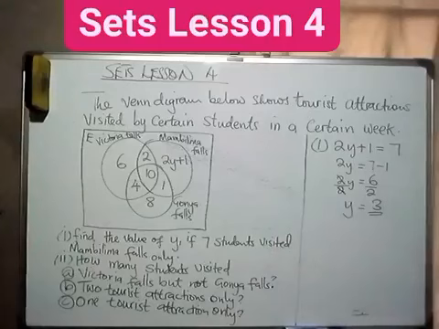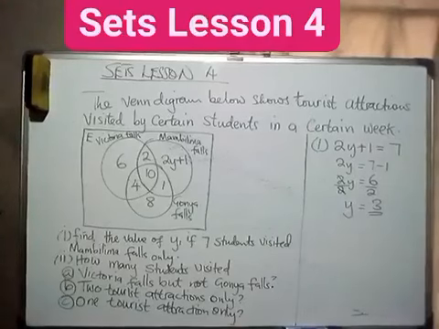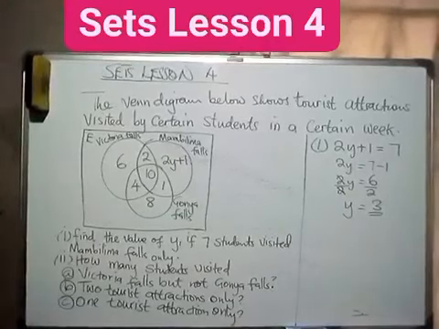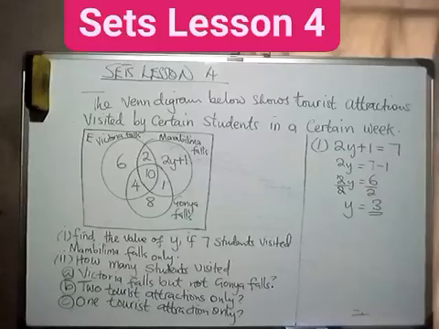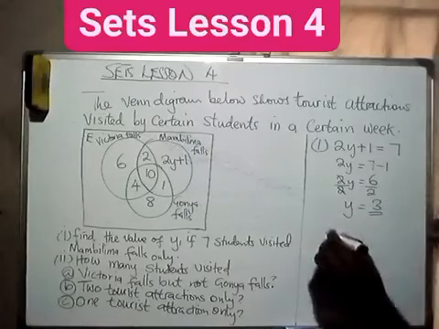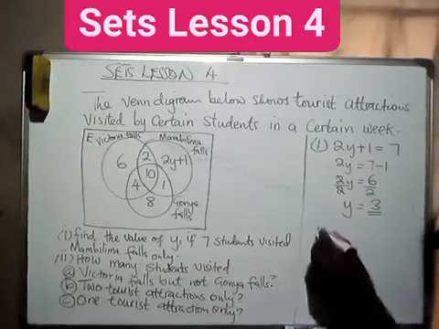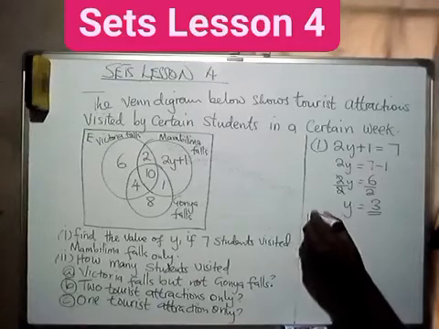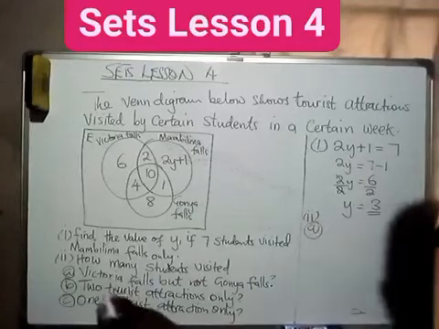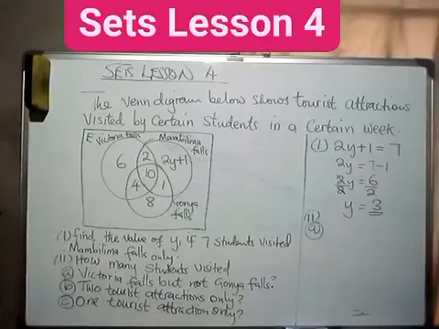Now let's go to question number 2. Question number 2 is: how many students visited Mambirima or Victoria Falls, but not Gonya Falls? Those who visited Victoria Falls, but not Gonya Falls. So this is Roman numeral 2. Those who visited Victoria Falls, but not Gonya Falls.